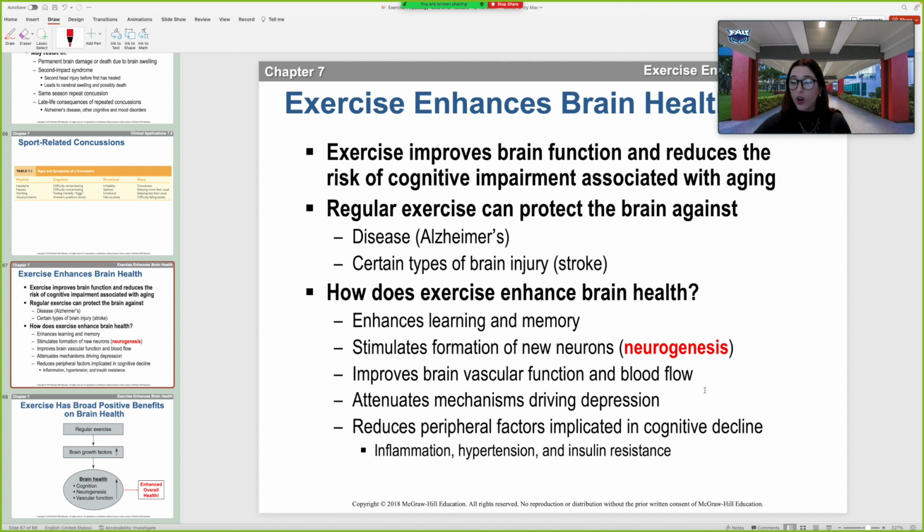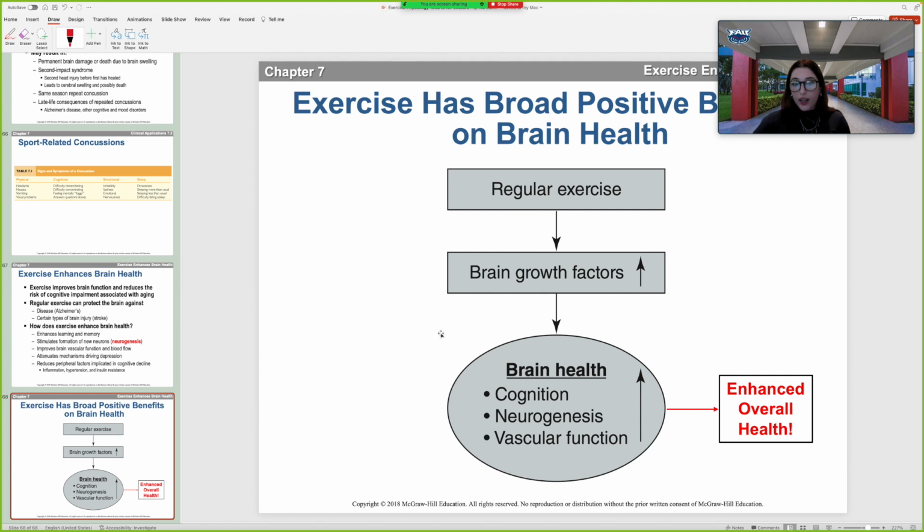Exercise also increases the production of something called BDNF, brain-derived neurotrophic factor, that is involved with the process of neurogenesis and learning and memory. So regular exercise increases brain growth factors, BDNF being one of them, and then we get a nice increase in brain health, which leads to enhanced overall health.